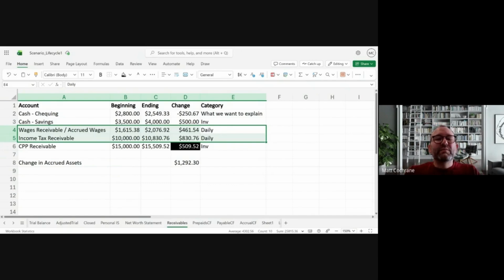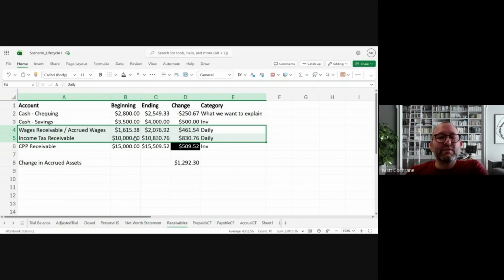Our wages receivable, our accrued wages, was $1,615.38 at the beginning of the period. At the end of the period, it's $2,076.92. That increase of $461.54 is the change in accrued wages. Okay, so this is money that we've earned, but we have not received in cash. Net income includes it because it is a measure of economic value created. But because we want to deal with cash, we have to subtract that out. Okay, so that's the first adjustment.